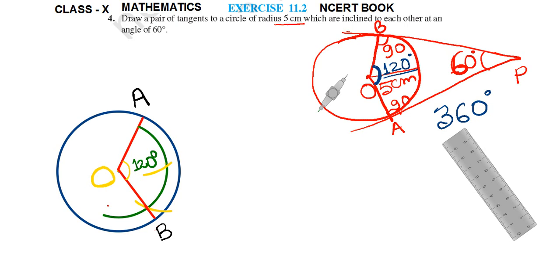Now what you have to do, you have to draw an angle of measurement 90 degree at A and at B. I think all of you are familiar with how to draw an angle of 90 degree or 60 degree or 120 degree. Here we have just seen how one can draw an angle of 120 degree. Now let's see how you can draw an angle of 90 degree at A.